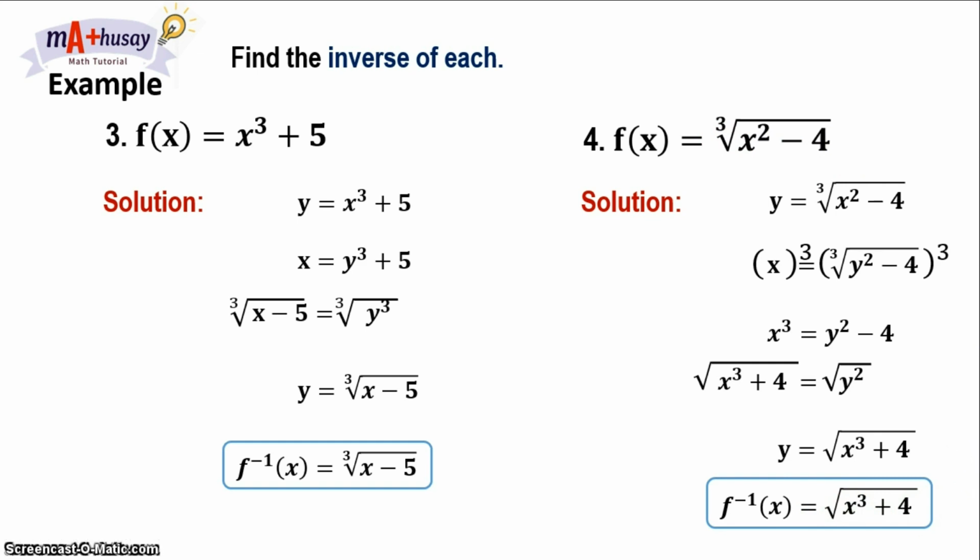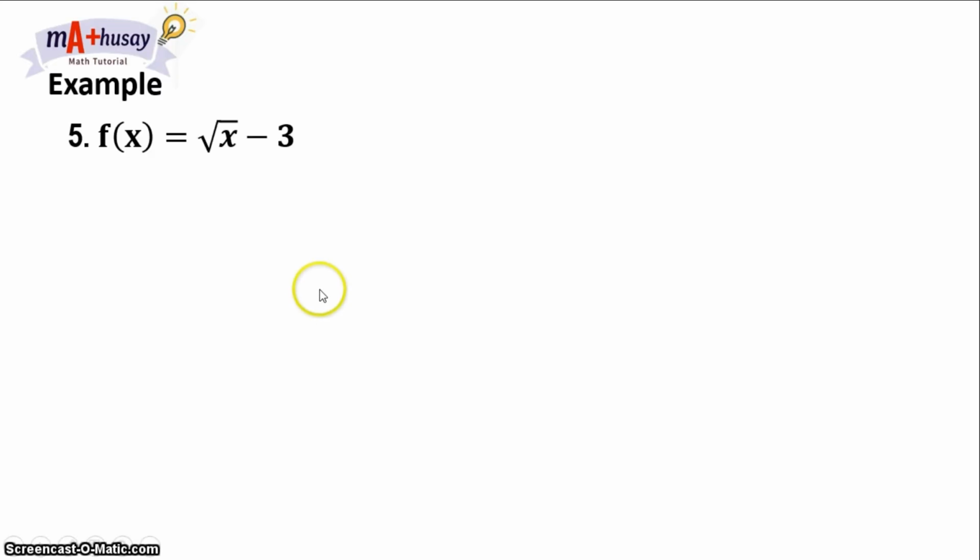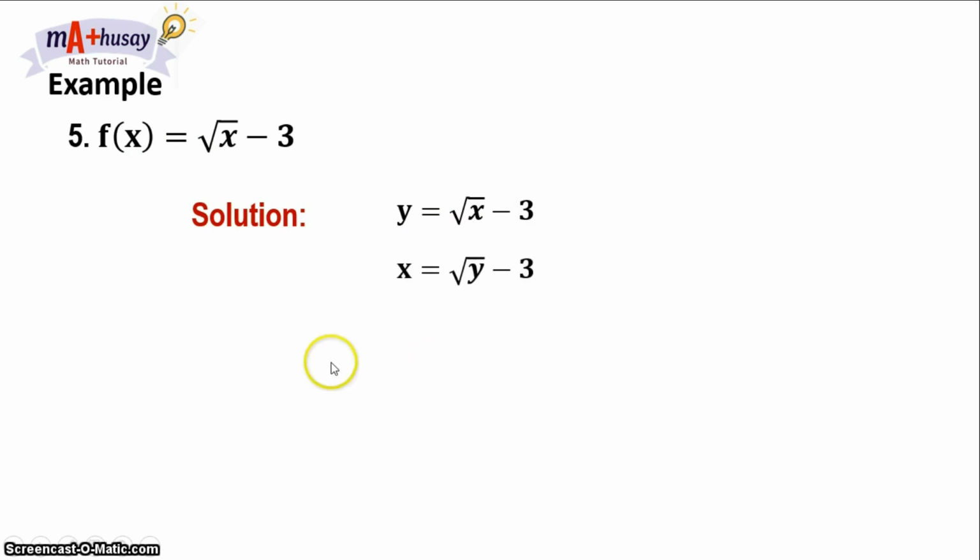Let's take another example. So, paano ba natin hahanapin yung inverse of a function ng f of x is equal to square root of x minus 3? So, we replace f of x by y. So, we have y is equal to square root of x minus 3. So, ang next natin gagawin is we interchange x and y. So, kaya meron tayong x is equal to square root of y minus 3.